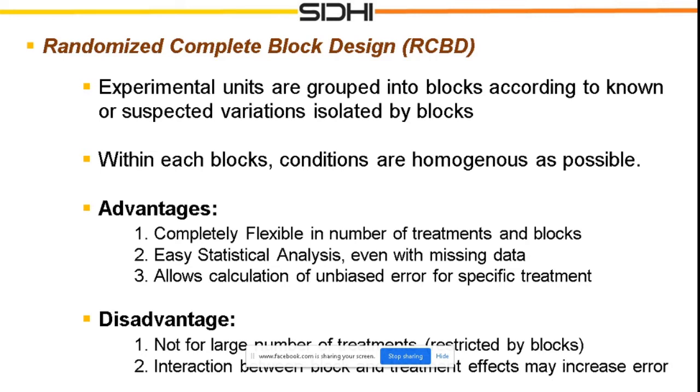Okay? Why? Because your blocks are restricted. Remember, all of your treatments should be within your blocks. So if you put many treatments in that block, your replication will be less. Your randomization will also be less. Okay? So you have to keep that in mind.